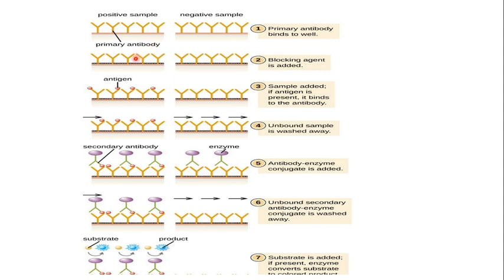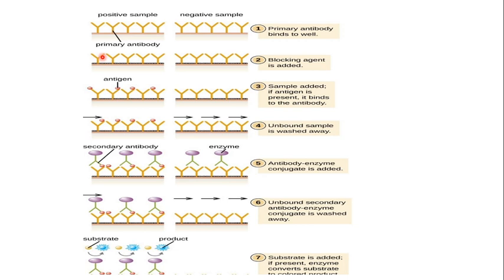In the next step, you will be blocking all of the free sites. We discussed that in detail in the previous video: if you do not block the empty sites on the surface of the microtiter plate, that can give you false results. So in the second step, you will be blocking all of the available sites after the binding of the capture antibody so that false results can be avoided.